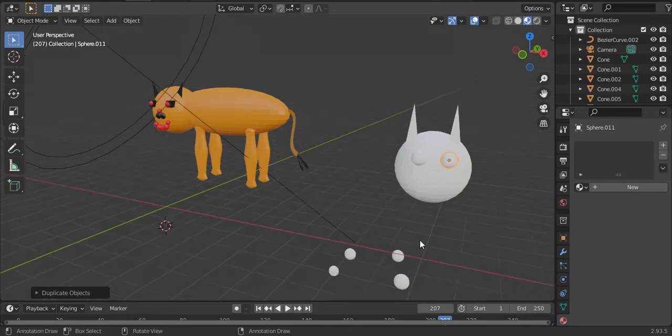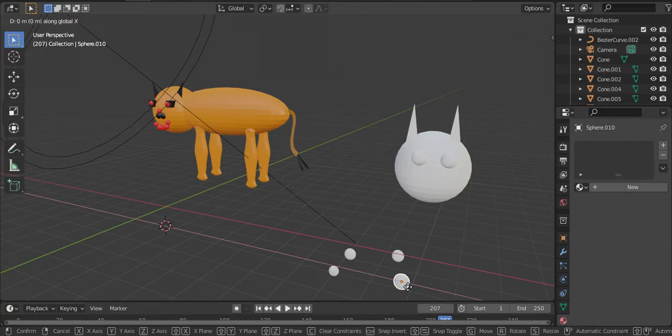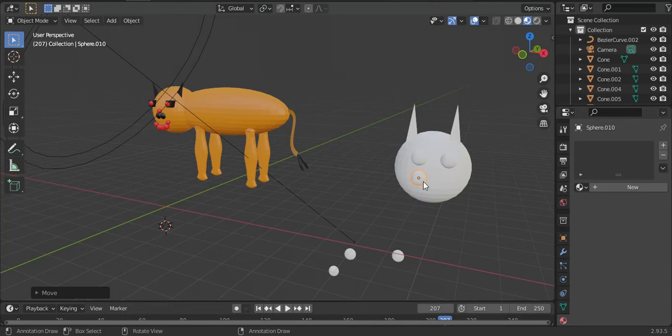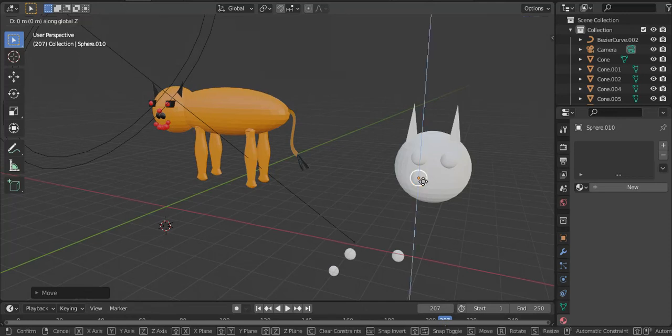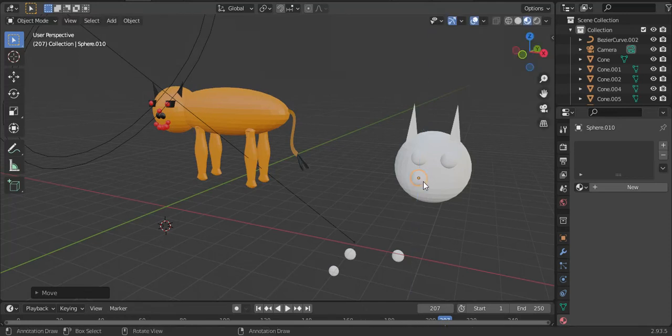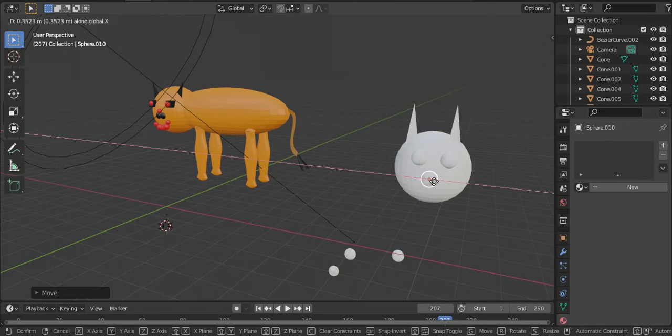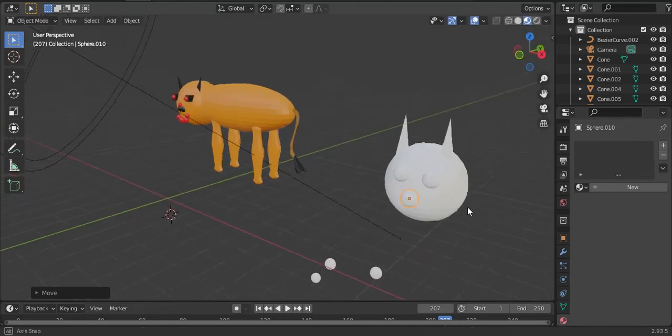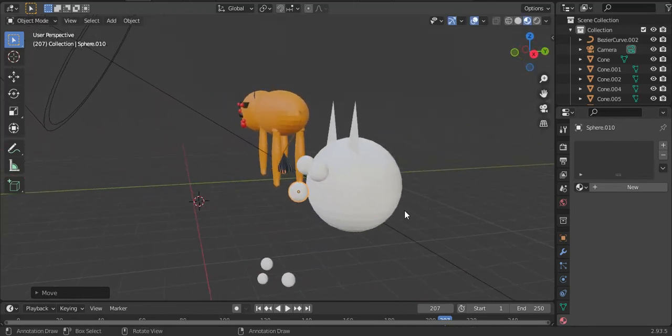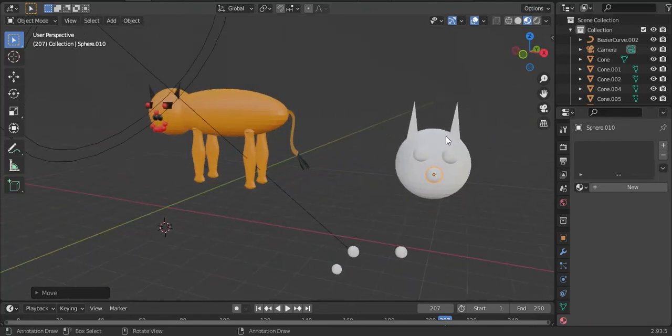Now to make the nose, GX, GZ and check whether the nose is placed correctly. Yes. Now this is how we place the object one above the other to form the face.